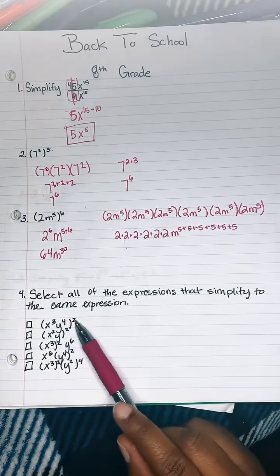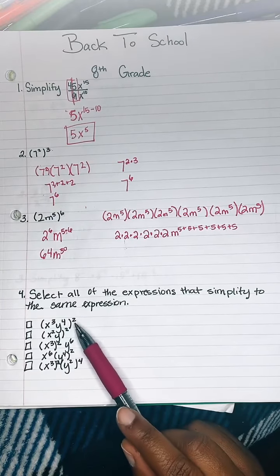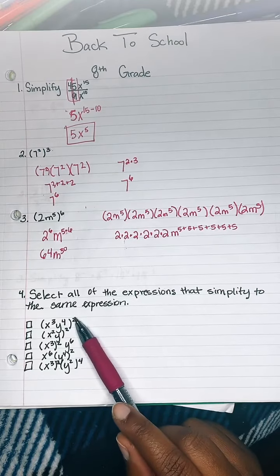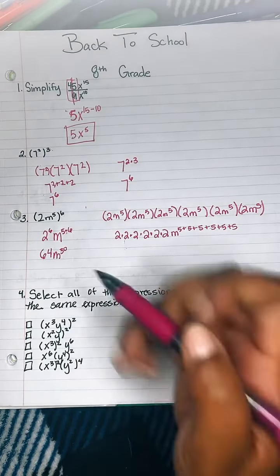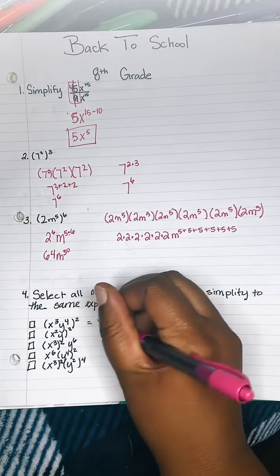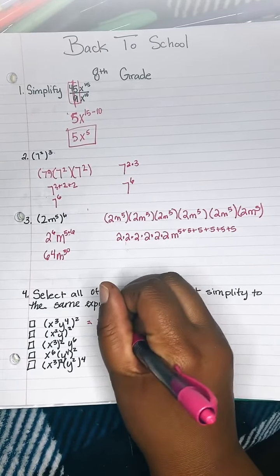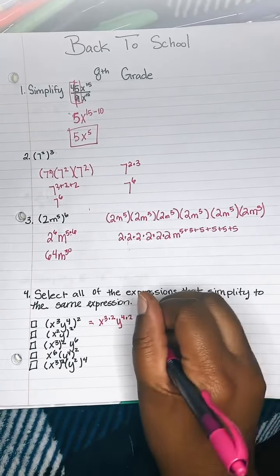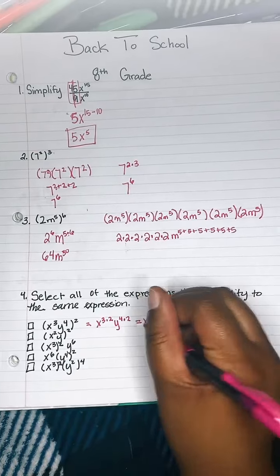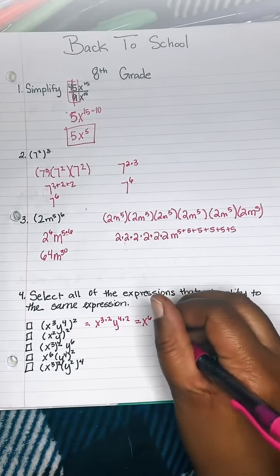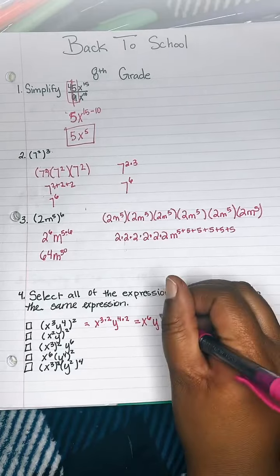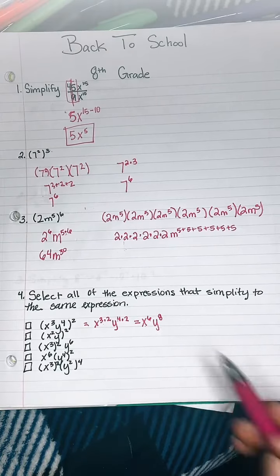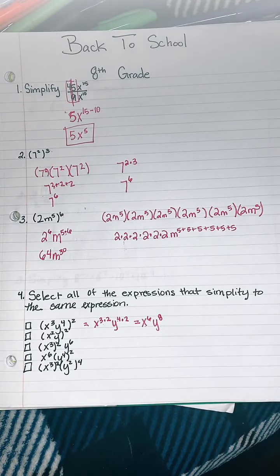So select all the expressions that simplify to the same. Okay, so let's take a look at this first one. Again, remember, when you have a power on a power, we multiply them. So we're going to write this as x^(3 times 2), y^(4 times 2). So let's see what we end up with. x, 3 times 2 is 6, and y, 4 times 2 is 8. Okay, so we get x to the 6th, y to the 8th. All right, let's see the next one.